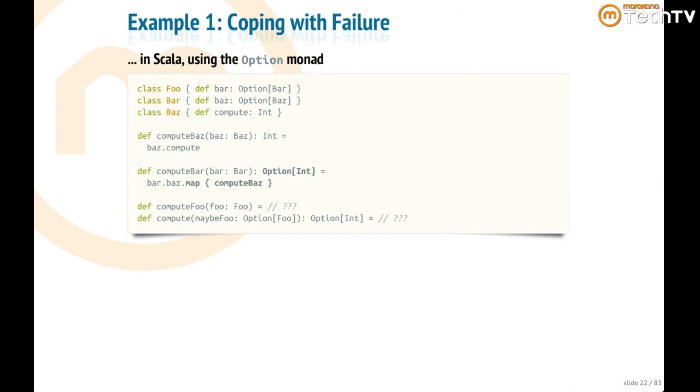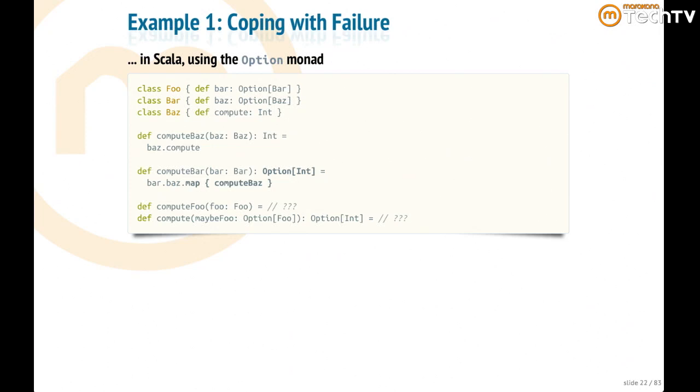And again, to define things in terms of our option's map and flatMap, what we can see is that bar.baz could potentially fail, and compute baz, since that's a function that goes from, you remember we were talking in terms of monads that transform from some type A to some type B. Well, here we're transforming from some type baz to some type int. That's the shape of compute baz. So we can say bar.baz.map compute baz.